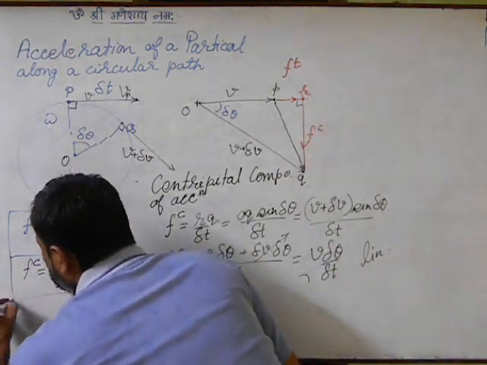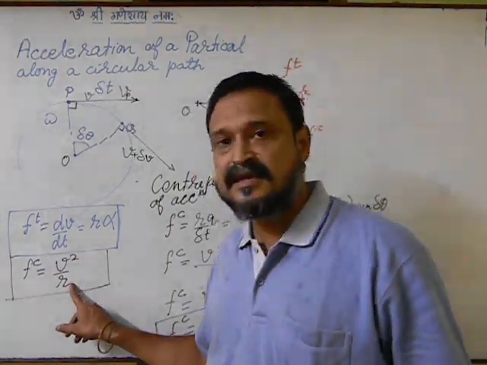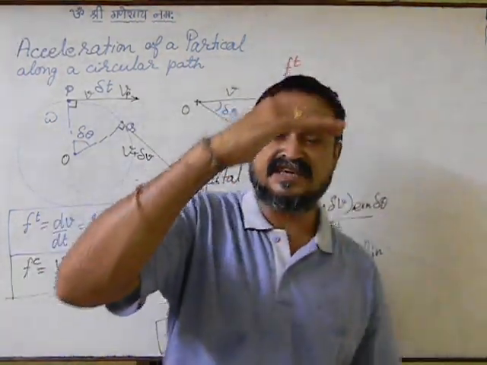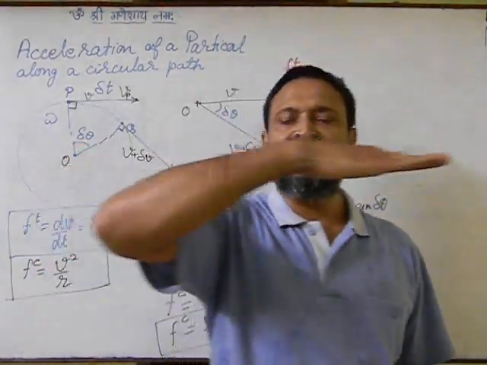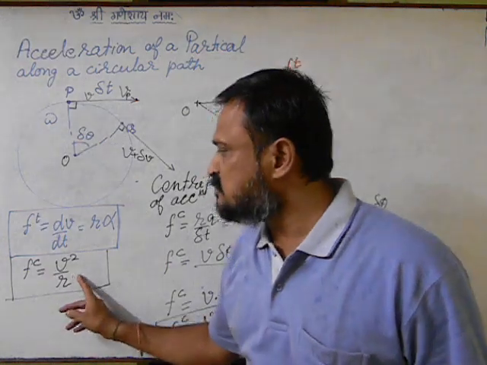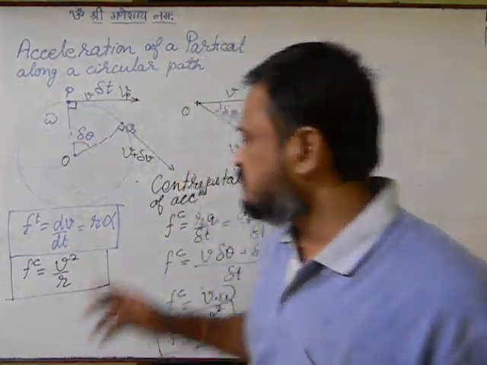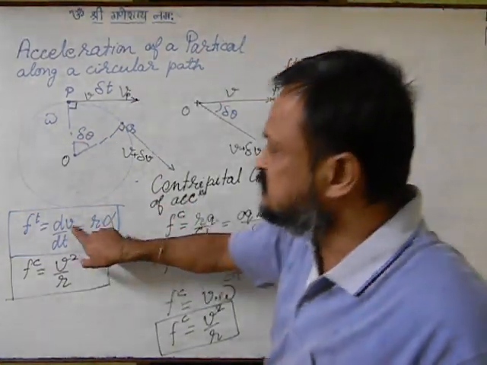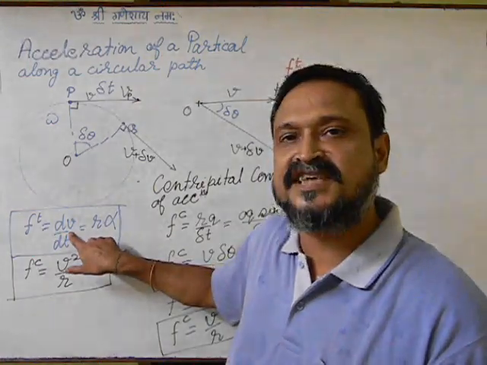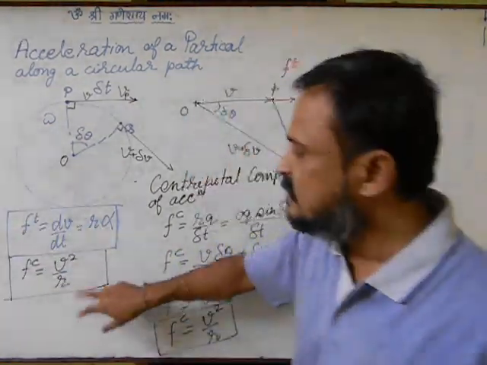So one thing is clear here then. If R is infinite, if the radius of rotation is infinite, then the body is having only linear motion, so this value will be 0. Then in that case it will have only the tangential component, which is dv by dt, right? So simply the change in the magnitude of the velocity will be the component, right?